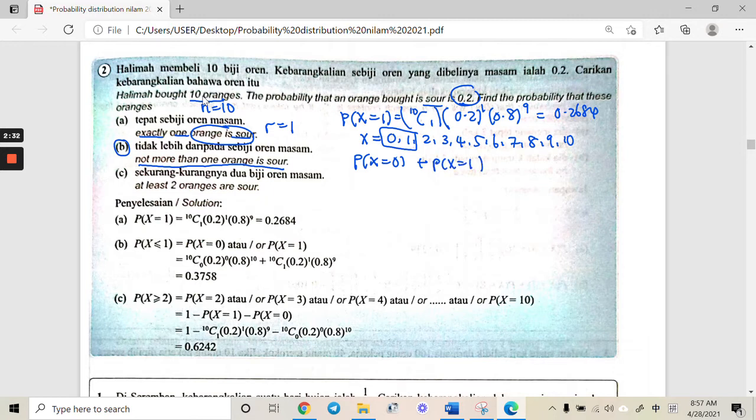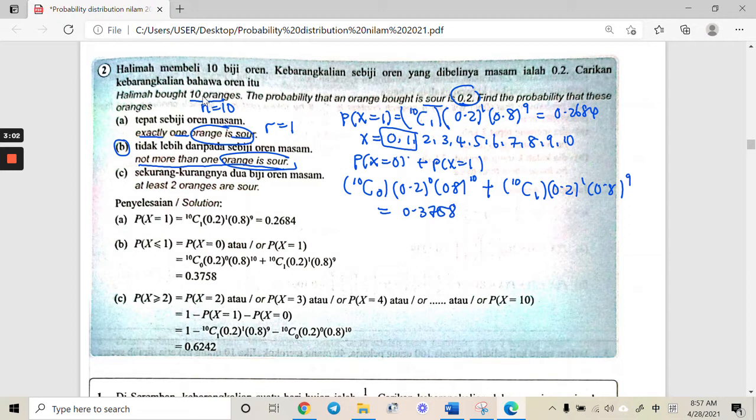So you just calculate it like usual. n is 10, C, for this one r is 0, p is the probability oranges sour, so 0.2 to the power 0, 0.8 to the power 10. Then plus this one, 10C1, r is 1 now, so 0.2 to the power 1, 0.8 to the power 9. Then you key in the calculator, you will get 0.3758. You see, for the same question, you need to add 2 probabilities, not like the one you learned before, where only 1 probability was enough.